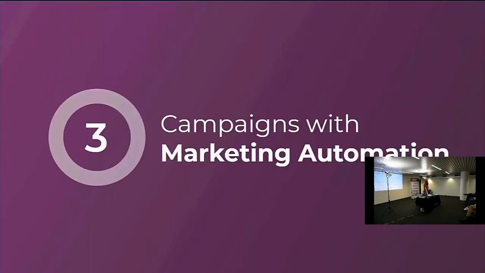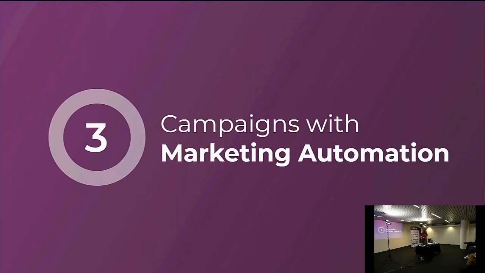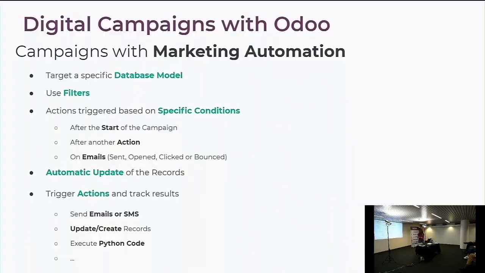on achieving your goals. So the first type of campaign that I want to discuss today is the marketing automation application. For the marketing automation application, we have four main steps that I will show you. I will do a quick demo after those slides. So it just helps you to target the exact database model in the system that you want to send the campaigns to. Then it also helps you to use the filters to really select the people you want to touch.